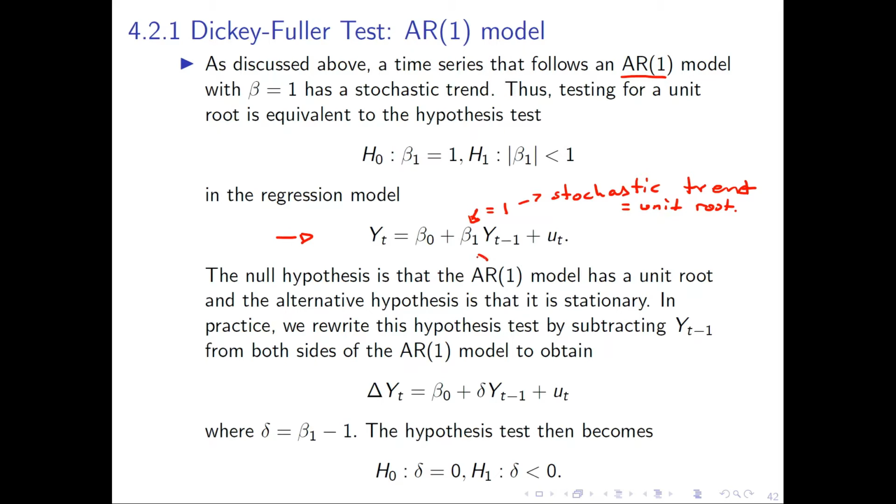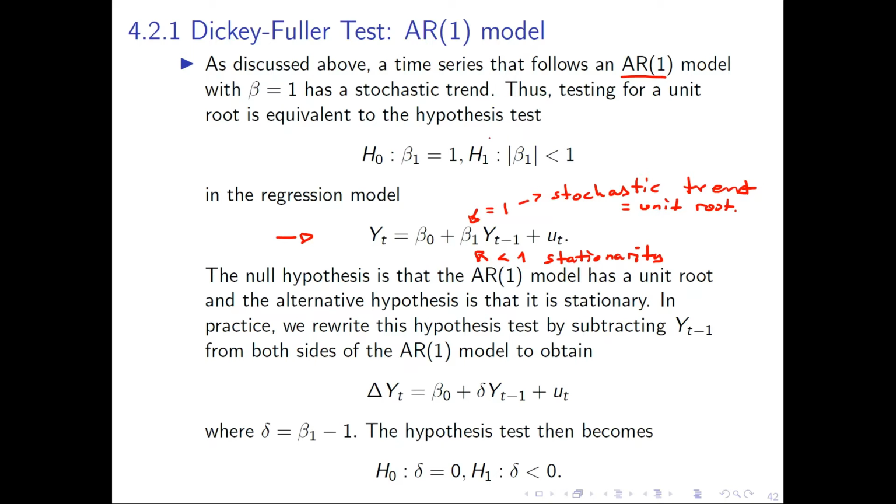And if this beta 1 is less than 1 in absolute value, then you have stationarity. If you have a stochastic trend or the unit root, then you have a problem. And if you have stationarity, then you can go on with your analysis.